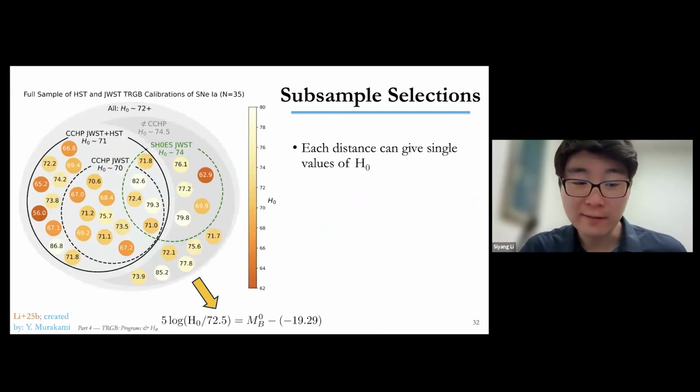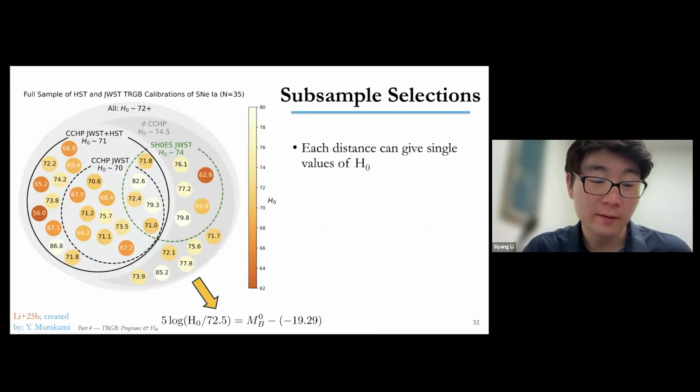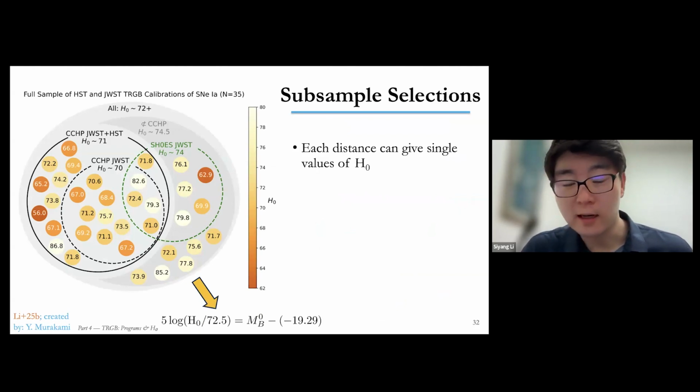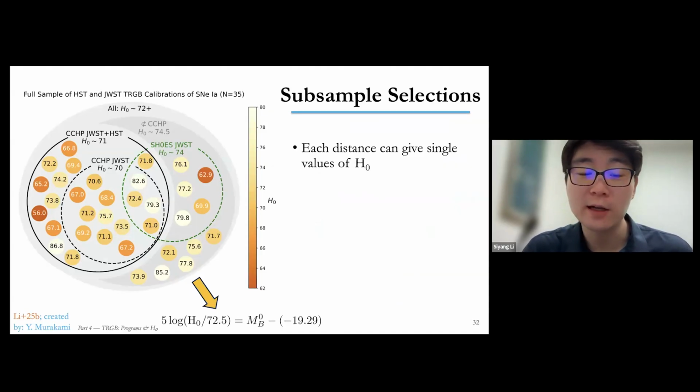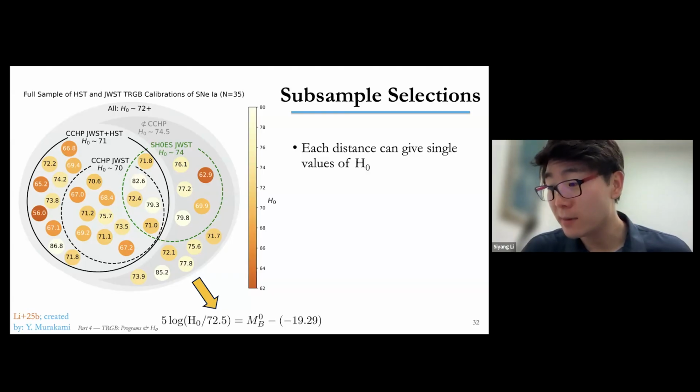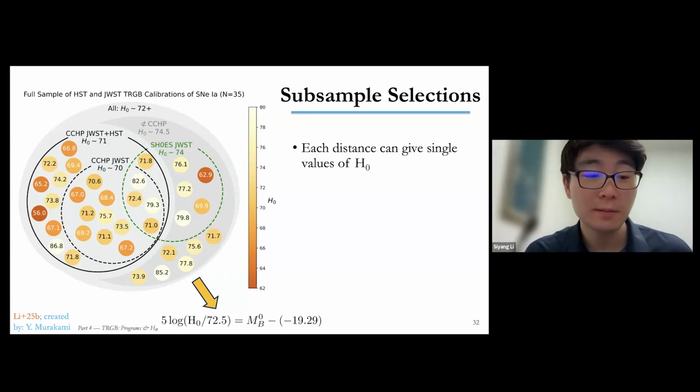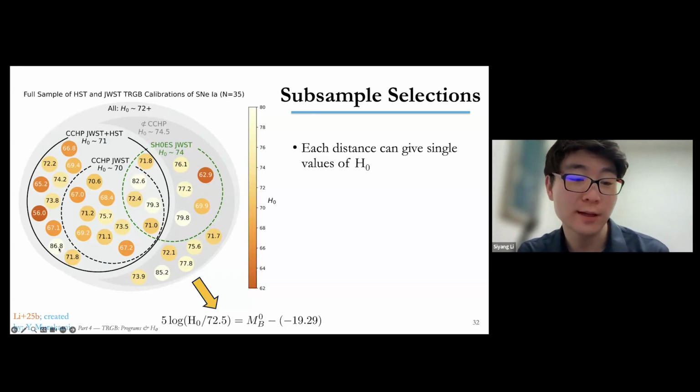So what I'm showing here on the left is a plot from the paper. You see a lot of orange dots here. Each of these orange dots shows a value of the Hubble constant if you had used a single type 1a supernova calibrated with TRGB to measure the Hubble constant. You can see that there is quite a bit of variation. For instance, H naught can measure between 87 to 56.